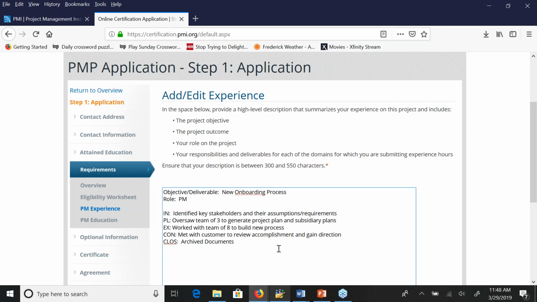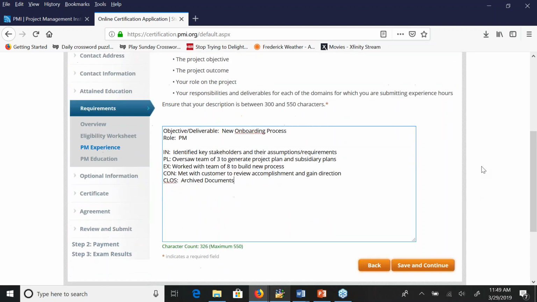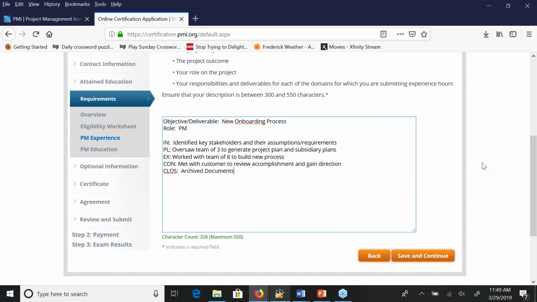Met with customer to review accomplishment, gain direction, archived the documents. Those are all cold, right out of the original description of the domains from the previous page. If you can find stuff that you did and mirror it off that, you're in great shape. And note down here at the bottom, you have to do this between 300 and 550 characters.